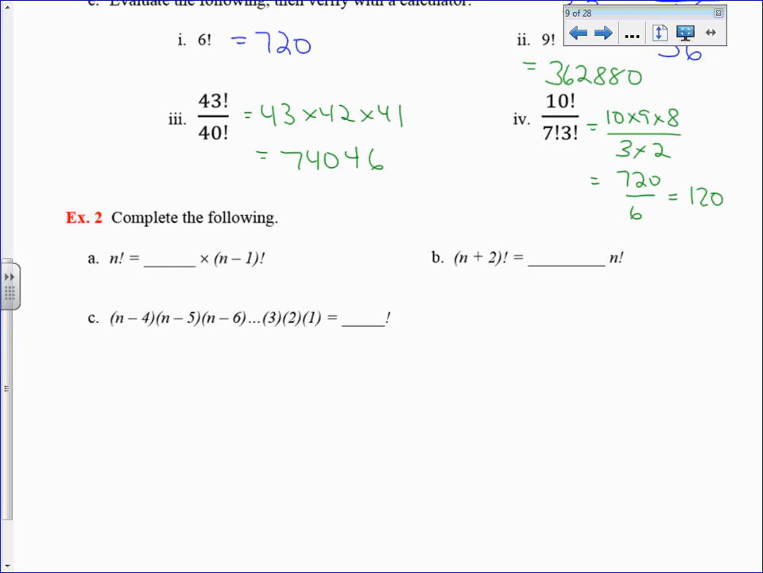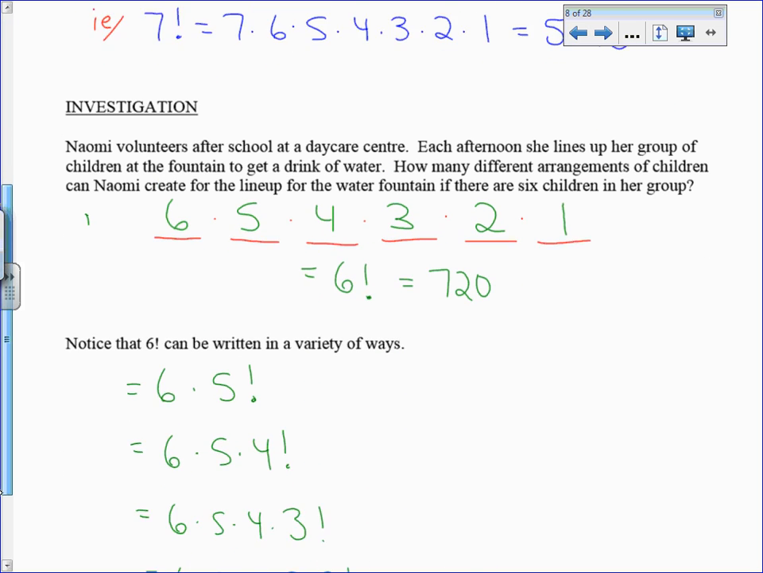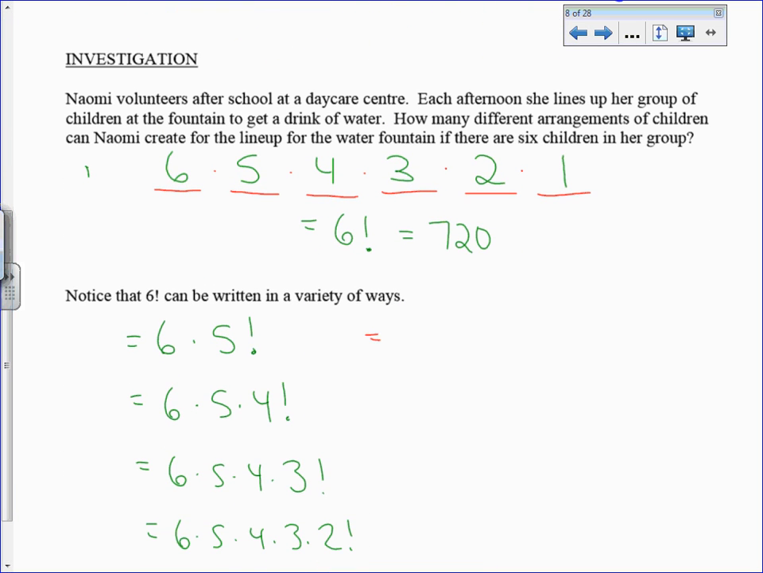So here we have n factorial equals something times n minus 1 factorial. Back to our definition, n factorial was n times n minus 1 times n minus 2 times n minus 3 and so on. So down here, where we wrote 6 factorial in different ways, what I'm doing is n times n minus 1 factorial. This one is n times n minus 1 times n minus 2 factorial. Because n is 6, n minus 1 is 5, and n minus 2 is 4.